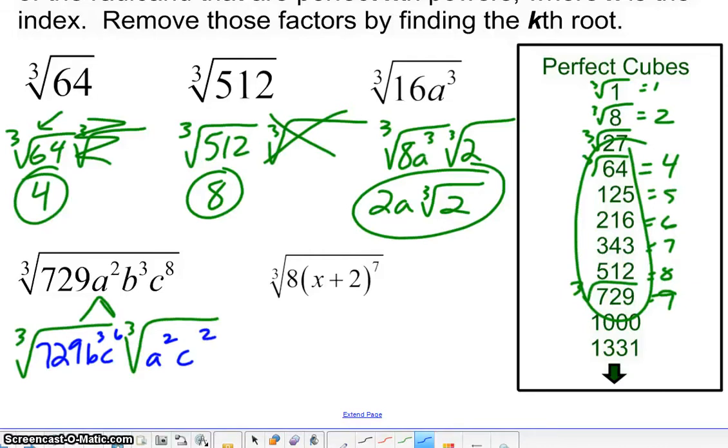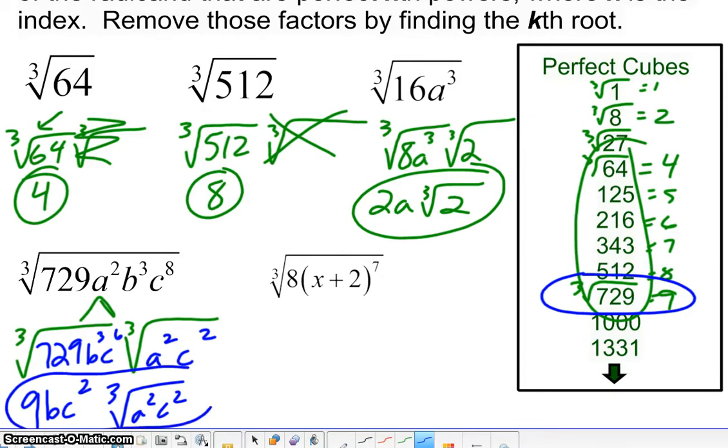Okay, so let's go ahead and solve. 729, cube root of that is 9. Cube root of b cubed is just what's left over. You just take 3 divided by 3. 6 divided by 3 is going to give you the next part. And then the cube root of a squared, c squared. You do not have to do anything with that side. Okay, and then let's go ahead and split up this one as well.